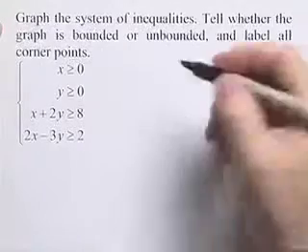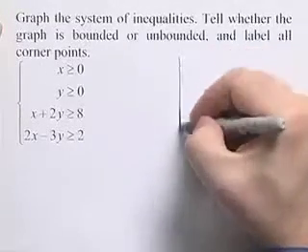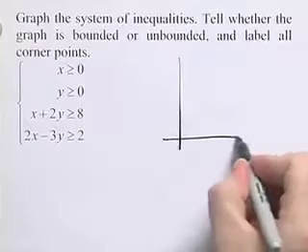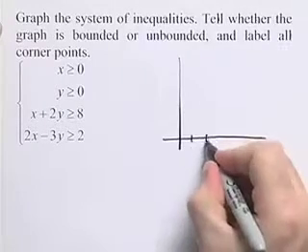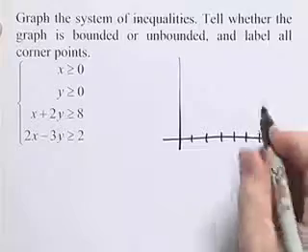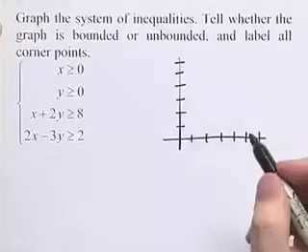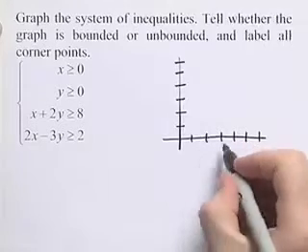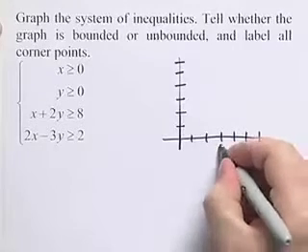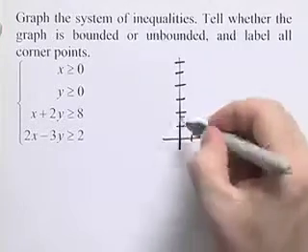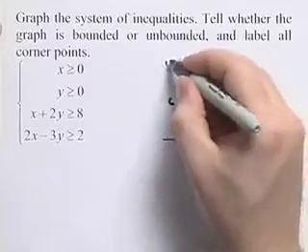Because we're going to graph this, we're going to go ahead and make a grid off to the side. 1, 2, 3, 4, 5, 6. 1, 2, 3, 4, 5, 6. And we're going to use a scale of 2, so each tick mark represents 2. So here we'll have 6 and 12, and here we'll get 6 and 12.